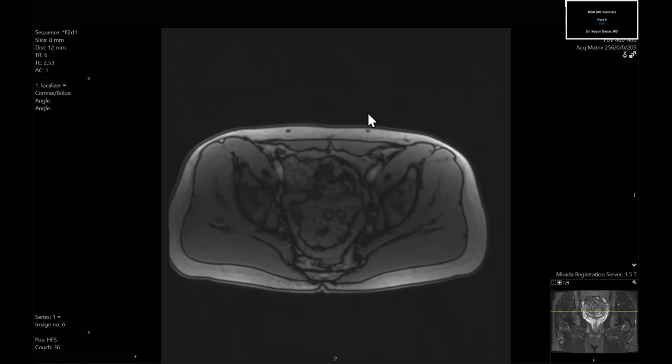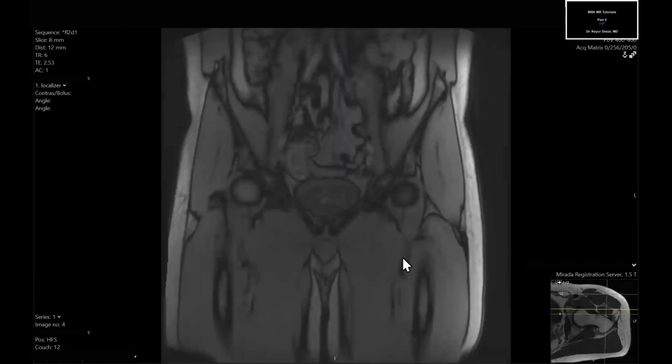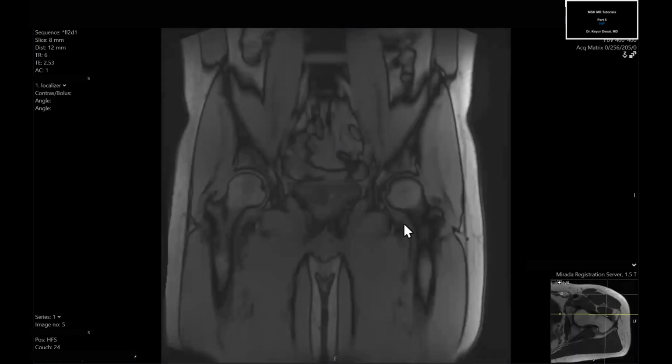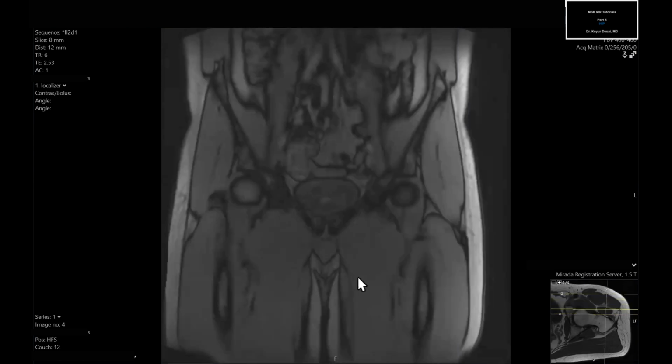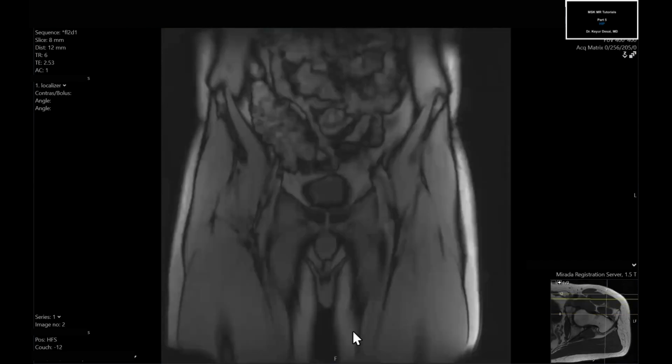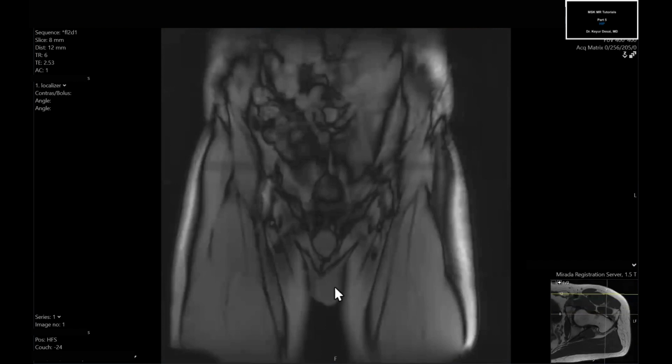So starting with the localizer, what's going to be really important here is to evaluate the portions that are not going to be included in the field of view on the additional sequences. So mainly seeing if portions of the liver or kidneys drop down, making sure there's no mass lesion there, as well as in the proximal thighs, or if there are portions of the reproductive system, mainly being the scrotum.